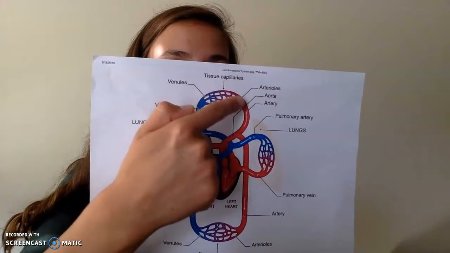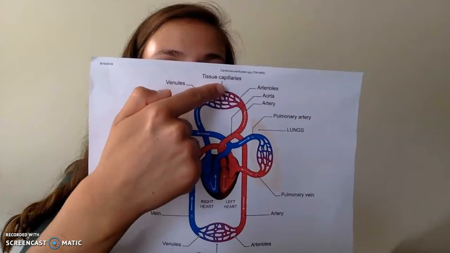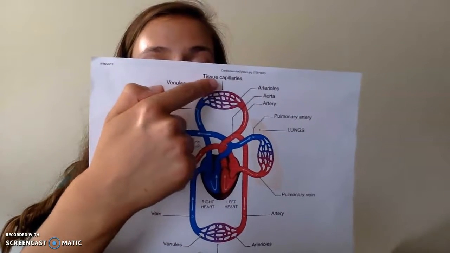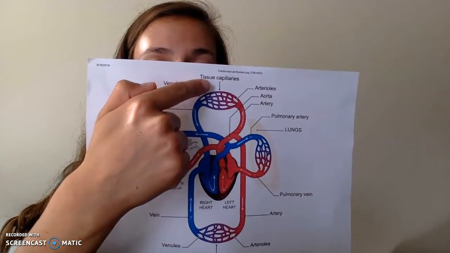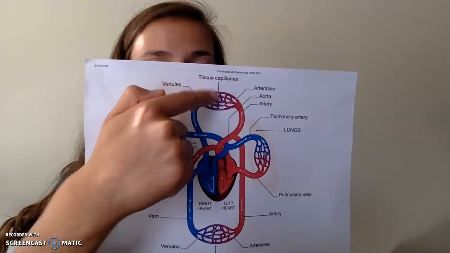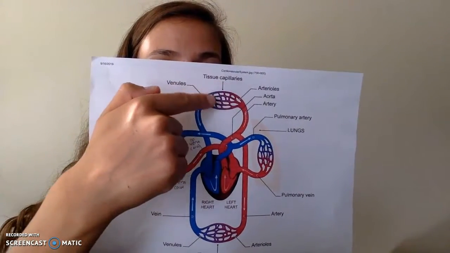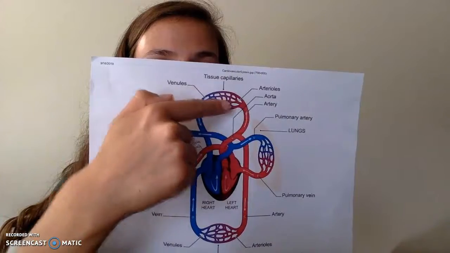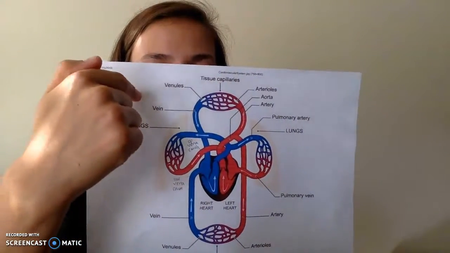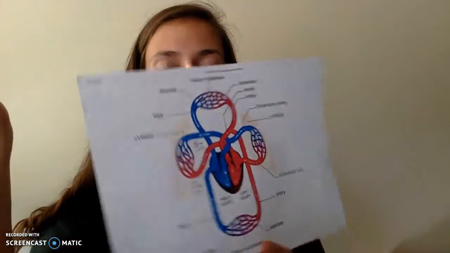This blood then goes through the tissue capillaries yet again, and the muscles are capable of now using that oxygen for cellular respiration, and the process begins again. The deoxygenated blood is then taken through the tissue capillaries, venules, veins, and the system repeats itself.